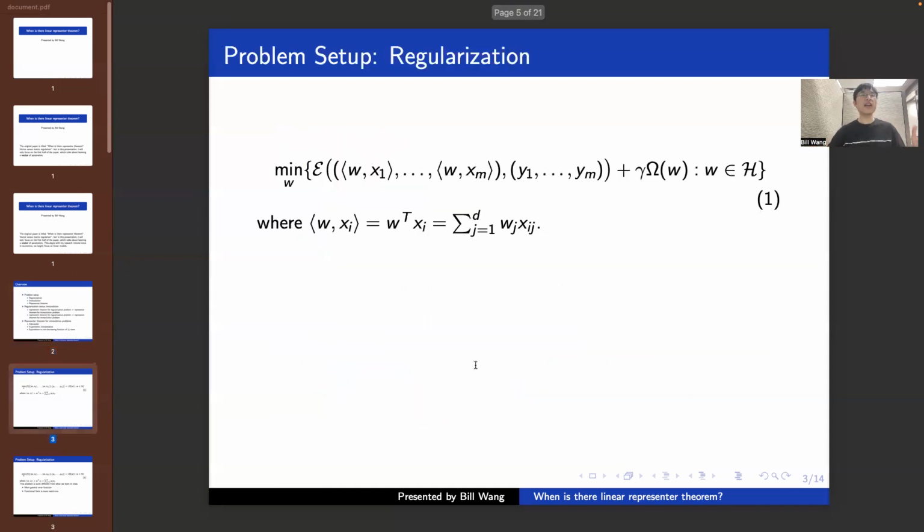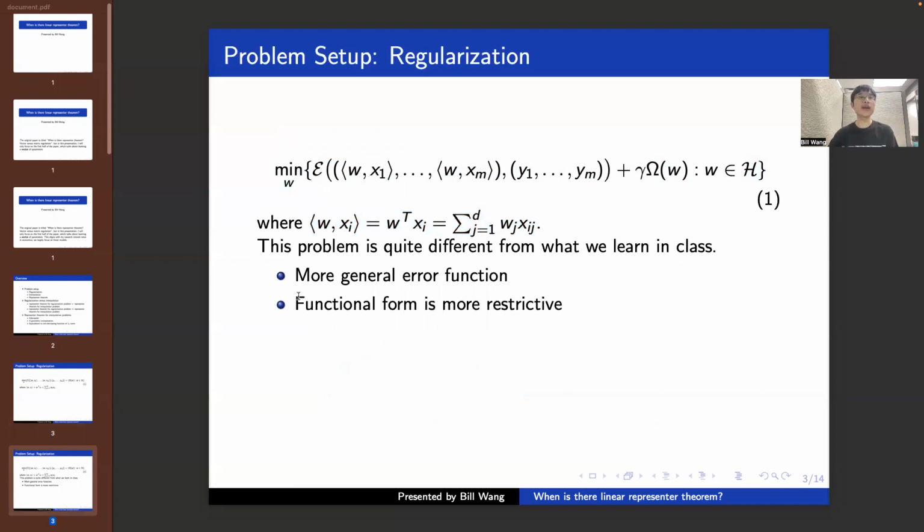Okay, so now let's set up the problem. Here we are solving a regularization problem. Notice that it's slightly different from what we learned in class. Here I define the inner product in the standard way, which is one vector multiplying the other. It's slightly different from what we learned in class, where the functional form is a little more restrictive. Here we specify the relationship between the learned vector, W, and X: it's W transpose multiplied by X that is the function we specify. In class, I believe our input data can take on nonlinear transformations, right?